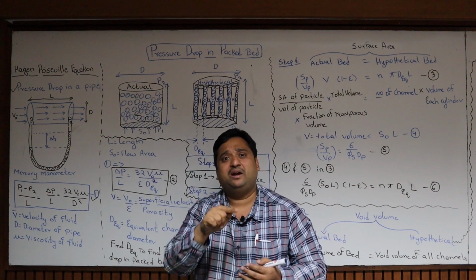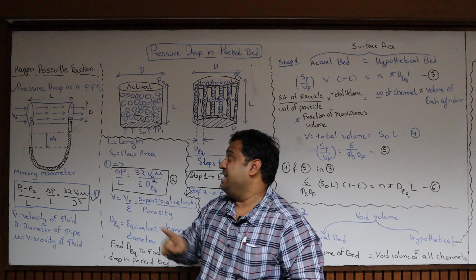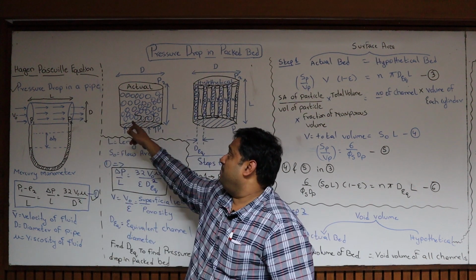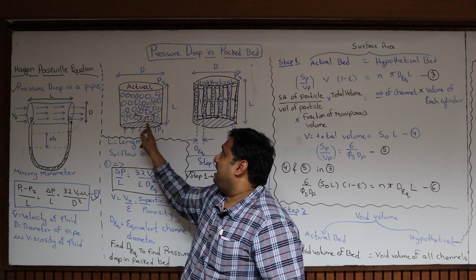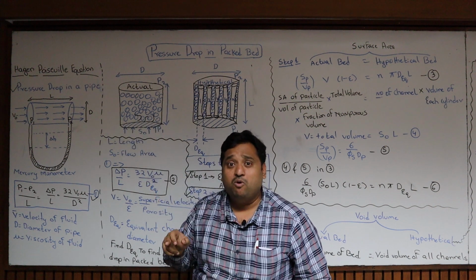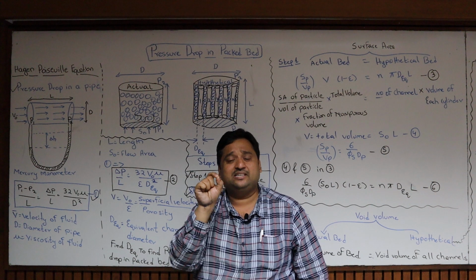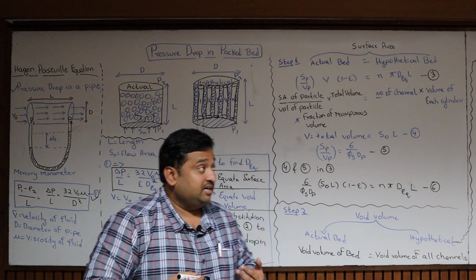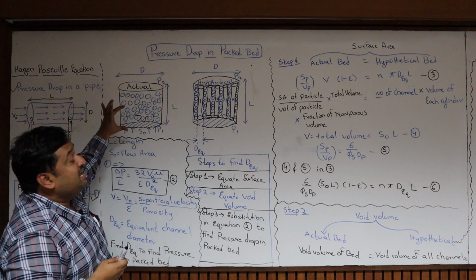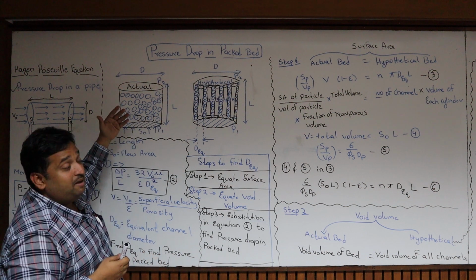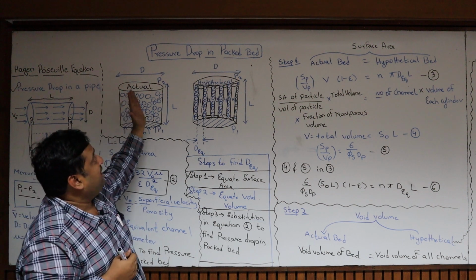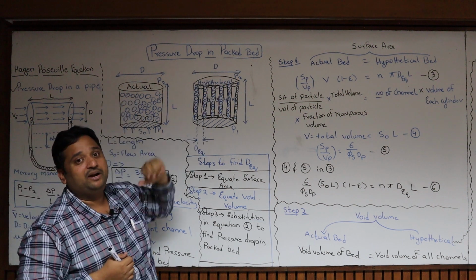What diameter of the bed do I have to use to measure the pressure drop? Here I cannot measure the diameter directly, because not the entire diameter is available for the flow. Only certain spaces are available through which the flow has to take place. Because there is no direct way to measure the diameter, what people have done is make one hypothetical packed bed.